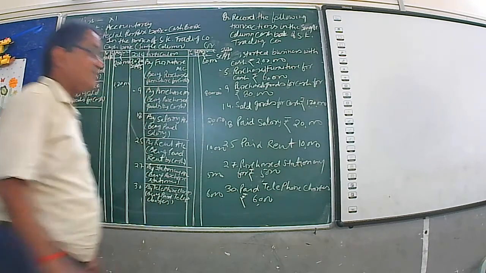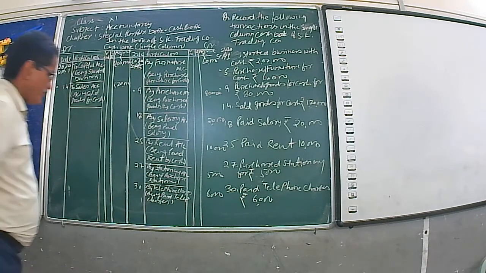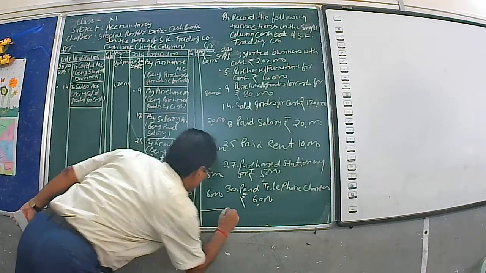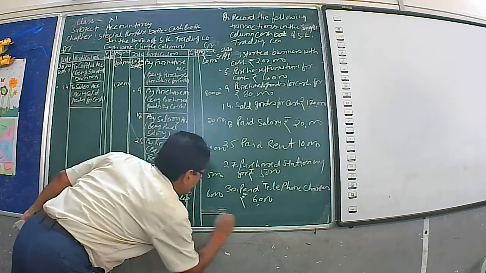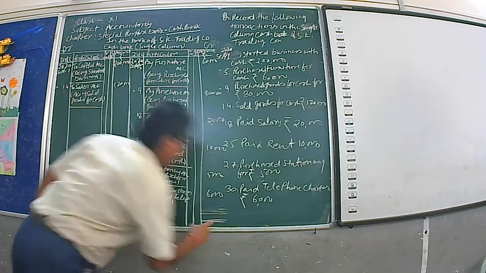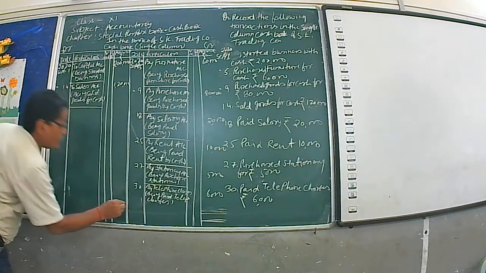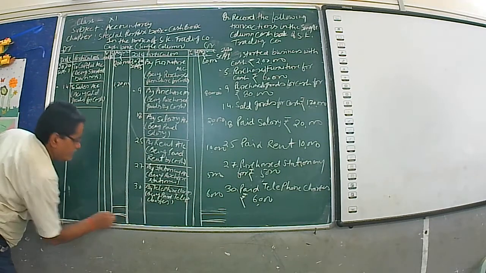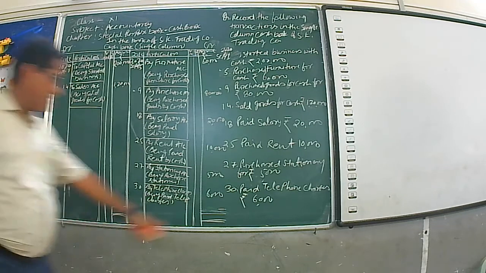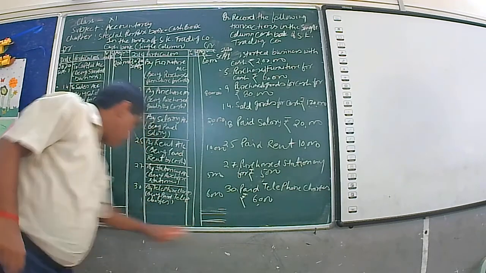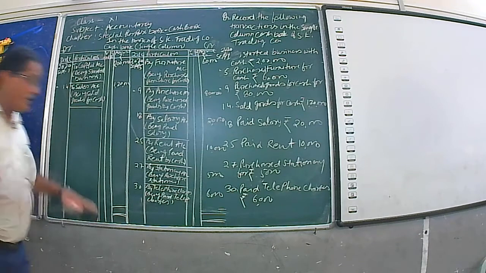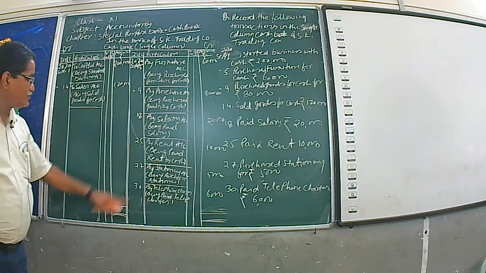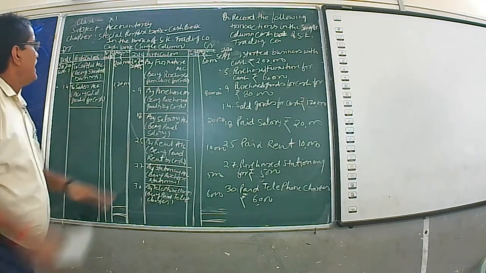Now it is necessary for me to balance this account. For this one, you will have to draw a single line, double line in both sides of the amount column, in a parallel way, not in an up and down way, and you will have to see which side amount is greater.